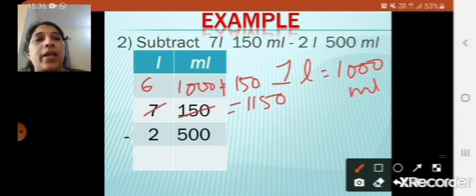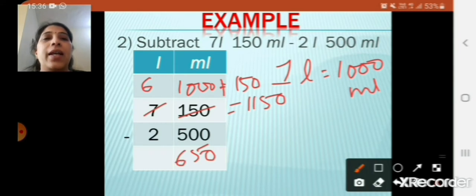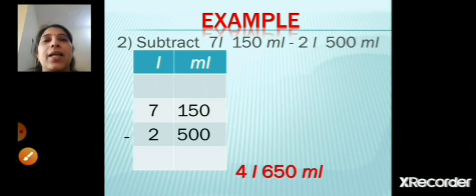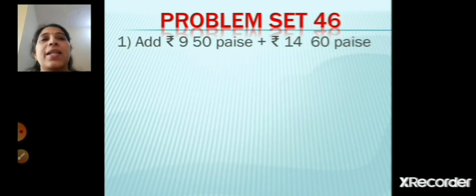So now we will carry out 0 minus 0 is 0. 5 minus 0 is 5. 11 minus 5 is 6, right? And now in liters, 6 minus 2 is 4. So what answer you got? 4 liters 650 ml, right? So you will write the final answer as 4 liter 650 ml. Right children? Now let's start with problem set 46.